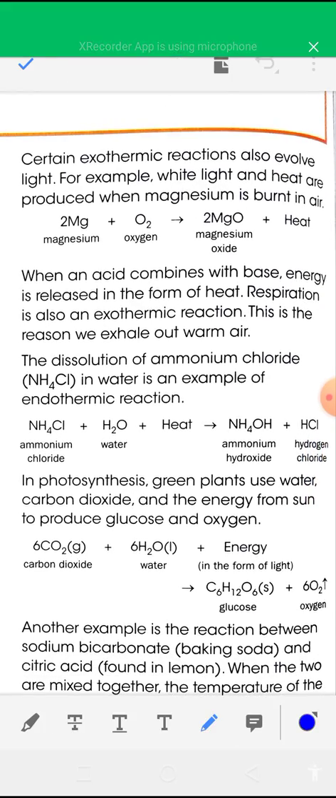One more example is given. When magnesium reacts with oxygen, it will produce magnesium oxide and heat.